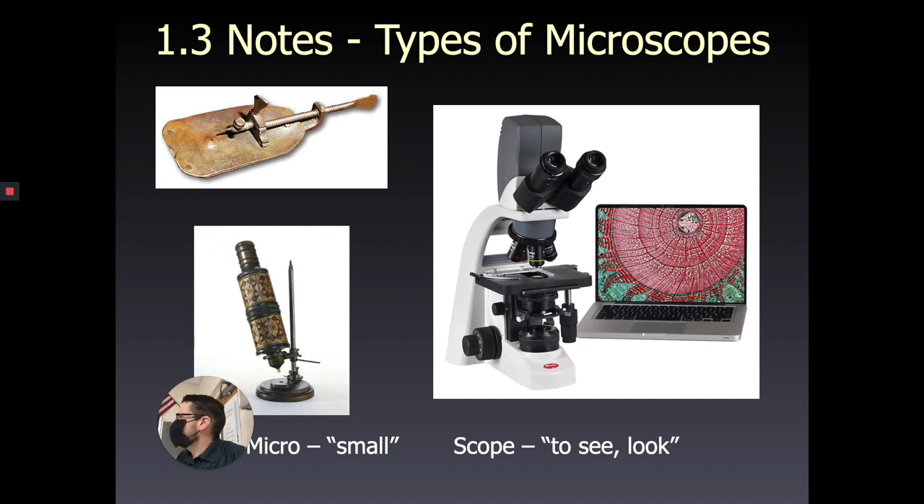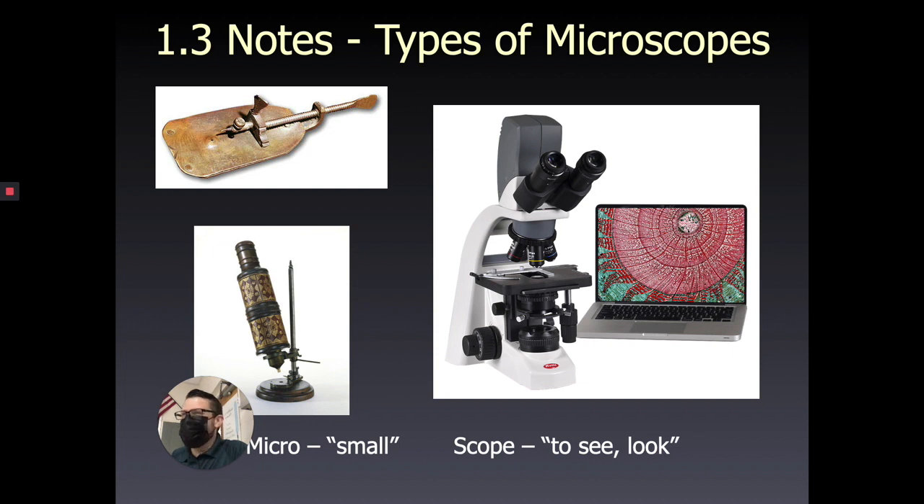So today what we're going to be talking about are the different types of microscopes. The microscope is an extremely important tool when it comes to the science of biology because a lot of what we study in biology is smaller than what the eye can see. If you look at the word microscope, it breaks down into two Latin root words, micro, which means small, and scope, which means to see or to look. So literally a microscope is something that helps us to see small things.